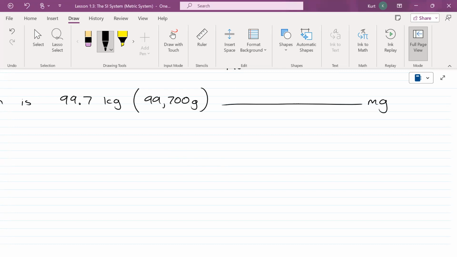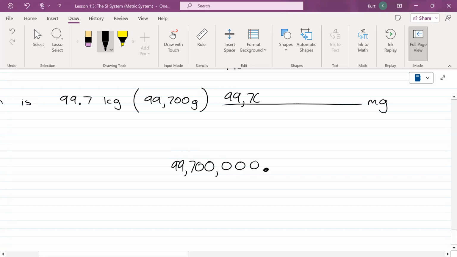So will my number, 99,700, be bigger or smaller if I'm going from grams to milligrams? Bigger. How many zeros do I need to add to this? 3. So here's 99,700. My decimal is right there. Shift it to the right 3 more. 1, 2, 3. There's my new decimal. So what is my weight in milligrams, everybody? 99,700,000.